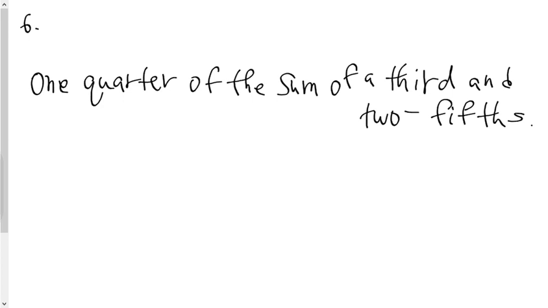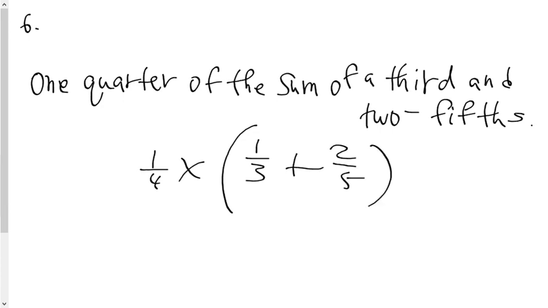Okay. Question 6 says a quarter of the sum of a third and 2/5. So when I translate this, this is going to be the sum of a third and 2/5, and if I multiply it by a quarter, that's going to be a quarter of that.